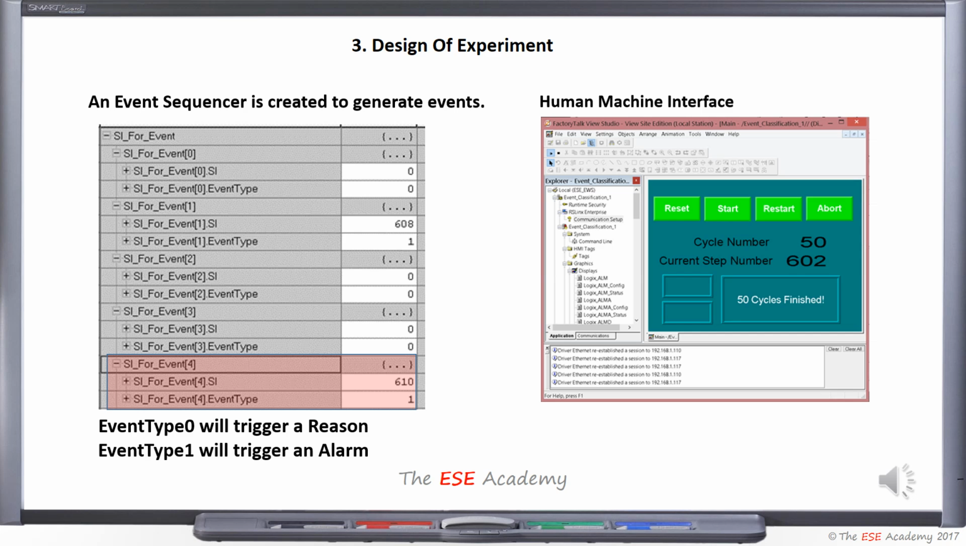A human-machine interface was also created to control the machine. This HMI makes it easy to control an XIC instruction to trigger an output energize or an output latch. It also makes it easy to display a DINT tag value or a bool state on the HMI.